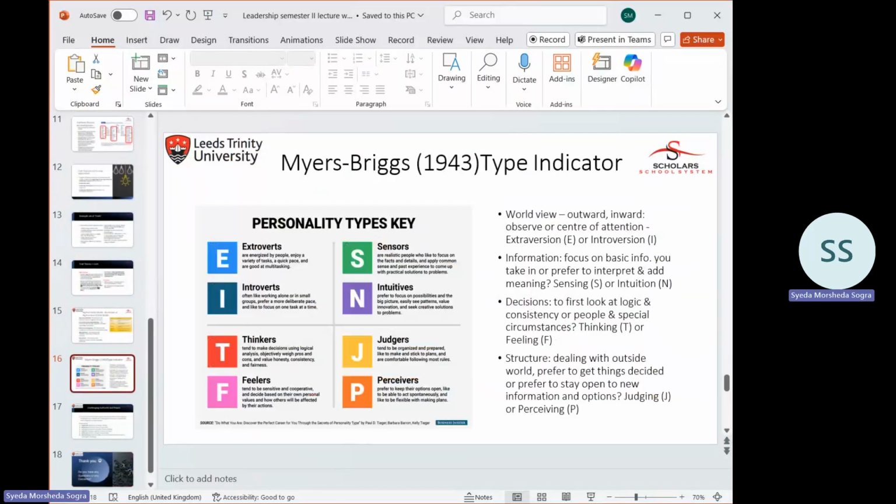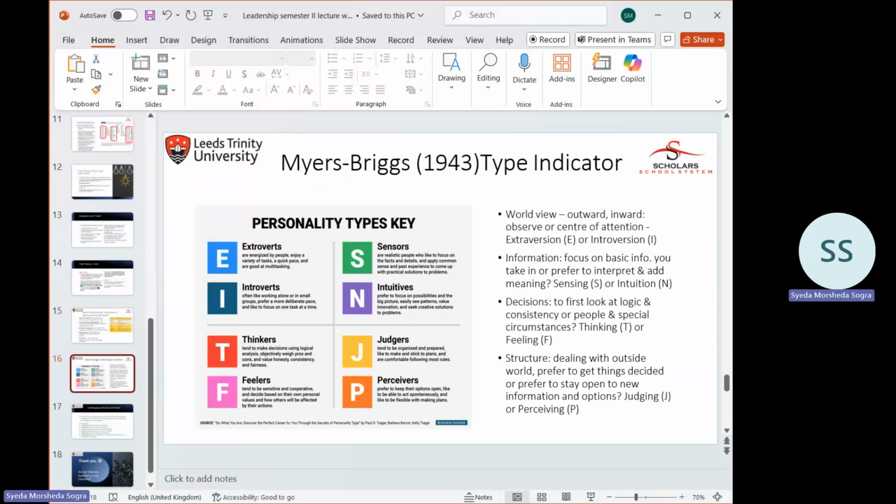If we look into the model that Myers came up with as an indicator, E stands for extroverts, or I stands for introverts, which is how you gain your energy, whereas S stands for sensors, whereas N stands for intuitives. So this is how you gather the information. And this one is about thinking and feeling. So you can take a free version of the test online, and it might not be perfect, but it's a self-assessment tool.